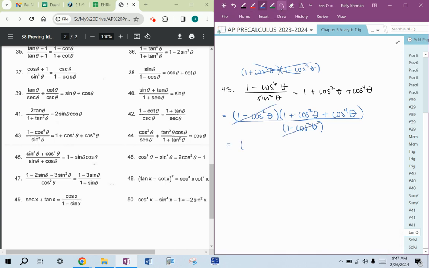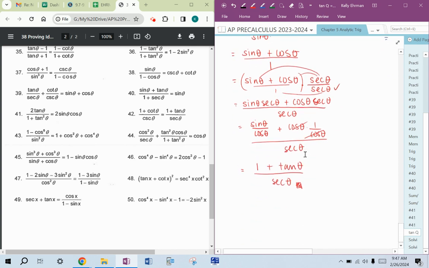So what looked like it was going to be kind of an ugly proof turned out not so bad. So we have 1 plus cosine squared theta plus cosine to the 4th theta, and that part's finished. On to 44.